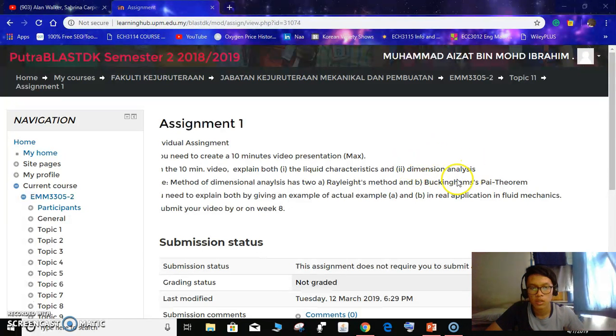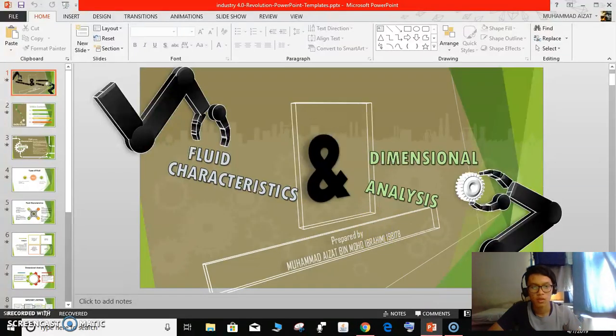In dimensional analysis there are two methods, which are the Rayleigh method and Buckingham's pi theorem. For each method we need to give an example of a real application in fluid mechanics. So let's start.